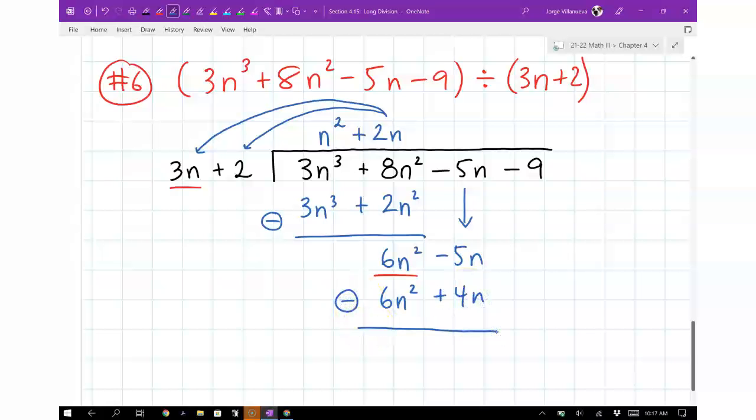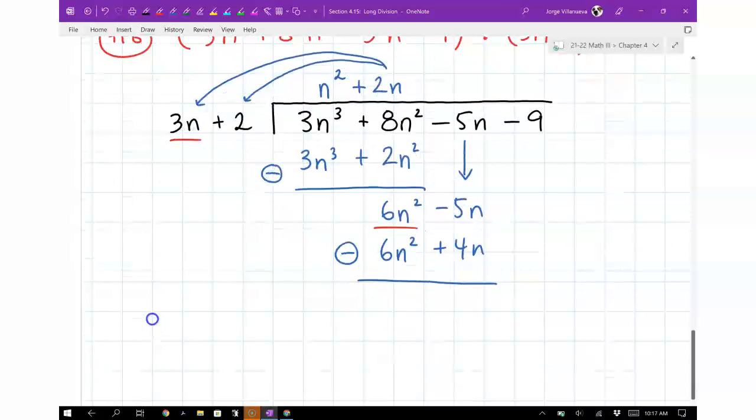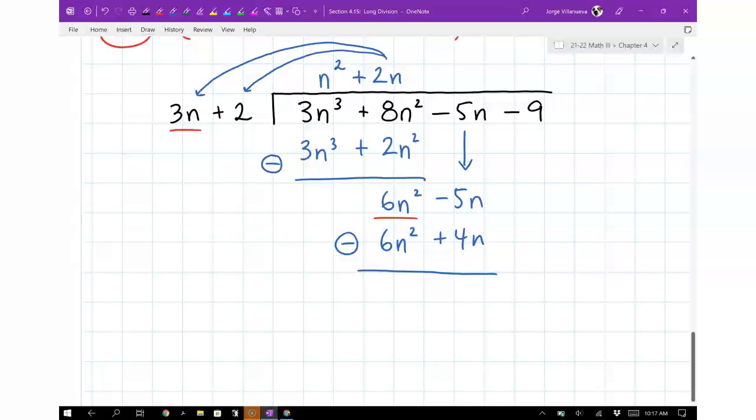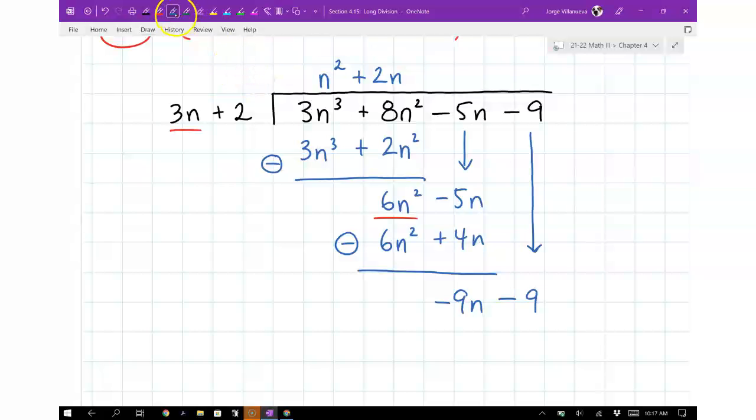Notice my first terms cancel out, as they should. So all I have to do is negative 5n minus 4n. That's a negative 9n. And I'm going to drop the minus 9. All right, we're almost done. Again, this is why they call this long division, because it can take long. Okay? So last one.